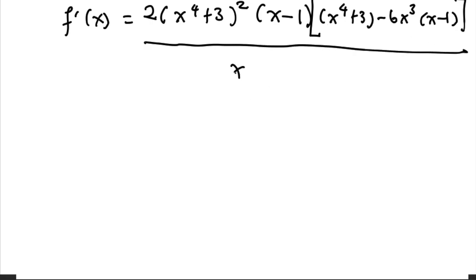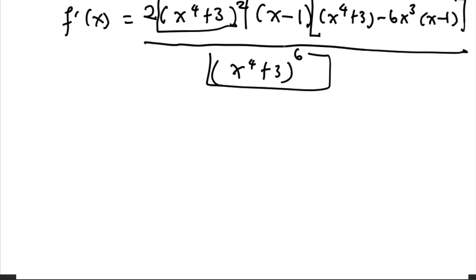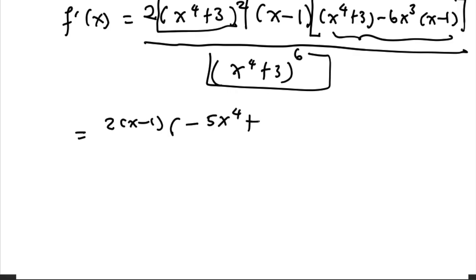And then down here, (x to the power of 4 plus 3) to the power of 6. You know that this and this can be simplified for the 2 and 6. So this one vanishes, this one becomes 4, isn't it? So then we can rewrite it again, becomes like this, 2(x minus 1). Okay, and then furthermore, not only that, the one in the square bracket here, we can also simplify it further. Then you get minus 5x to the power of 4 plus 6x cubed plus 3. Okay.